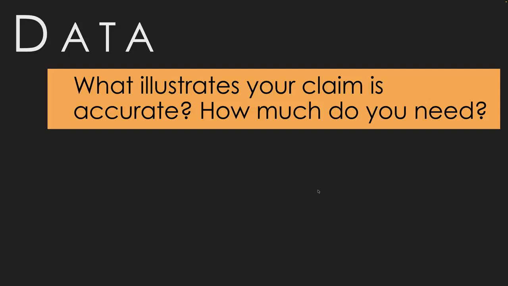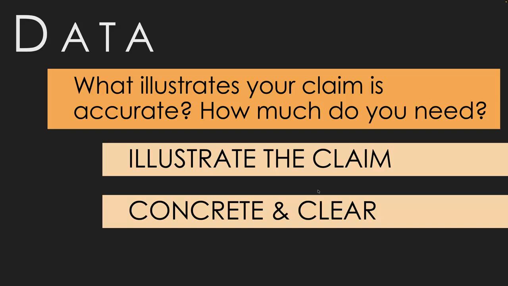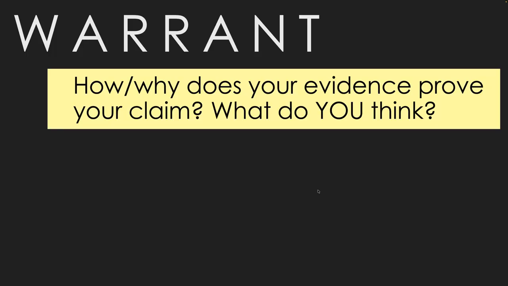So what illustrates that your claim is accurate, that it is what you say it is? And you need to ask yourself, how much data do you need? Look at your topic sentences. What do they say? You need to make sure that your data fully illustrates every element of that claim in that paragraph. It needs to be clear. It needs to be concrete. It needs to be specific primary source examples, because primary source samples or examples are going to be your strongest ones. But again, it needs to illustrate the claim. It needs to be a clear, concrete, real-world example, and preferably it is coming from a primary source. Then we can go into our warrants, where these are explaining how or why your evidence proves your claim.